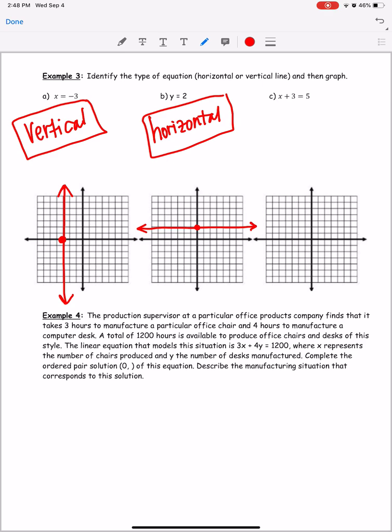Now C, all you got to do is solve this. So how do you get x by itself? Subtract your 3 over. So I'm going to get x equals 2 for my equation. Because it's x equals, I know that makes this vertical. And now graph it. So on your x-axis, which goes this way, go 1, 2. And that needs to go parallel to that y-axis. So there's your line.